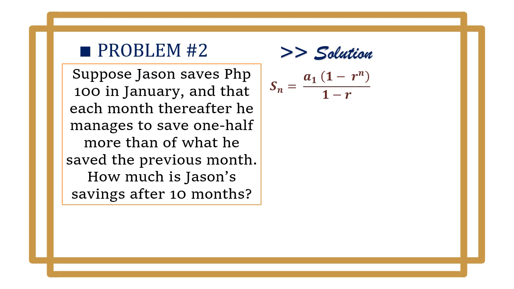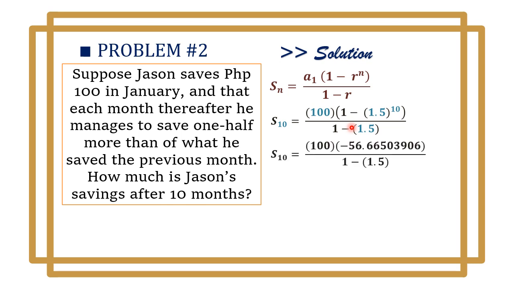So here's our formula again. And so let us move on to substitution. So we substitute 10 for n since we're looking for the sum of the first 10 terms of the sequence. Next, our a sub 1: in January, Jason saves 100 pesos. And our ratio, as discovered a while ago, is 1.5. And again, for our n, it's 10. Okay? So, applying the PEMDAS rule properly, let us manage to have our 1.5 raised to 10.